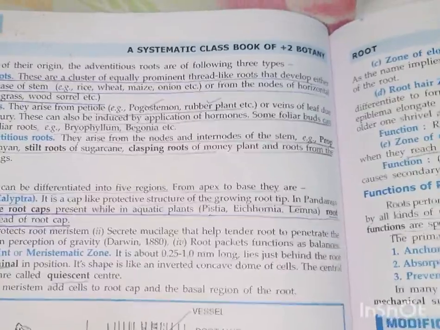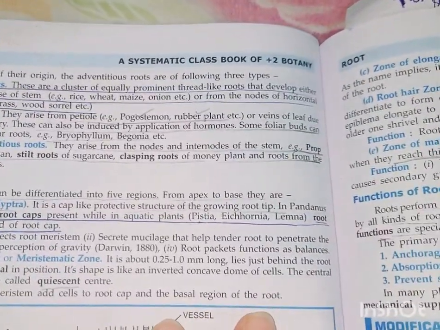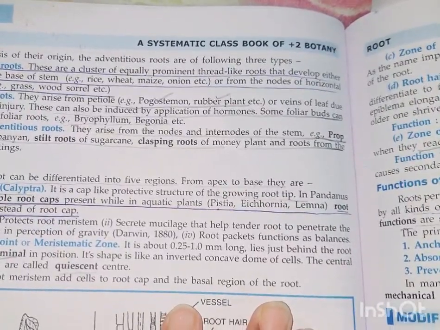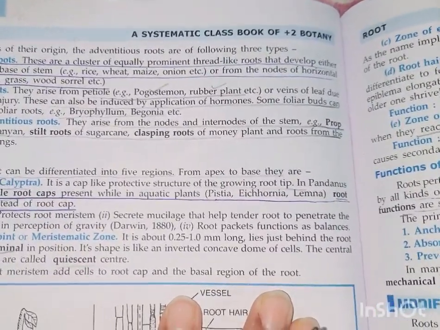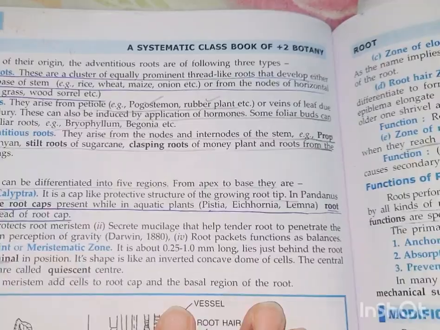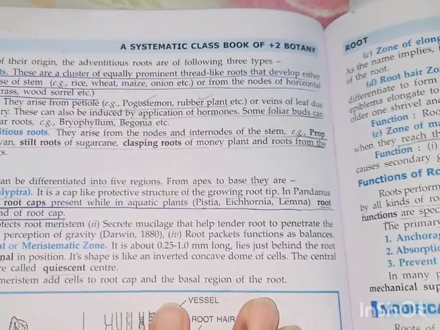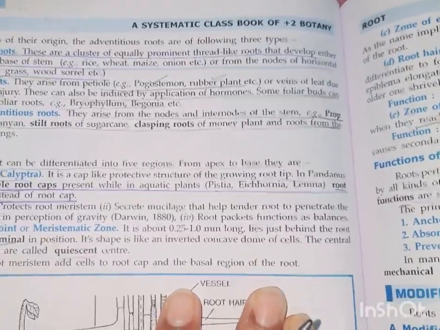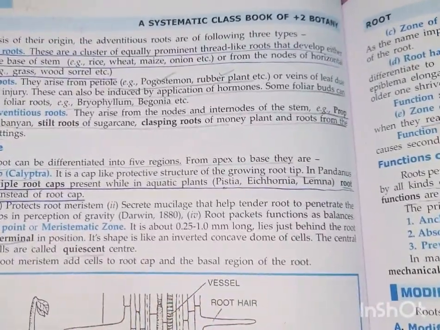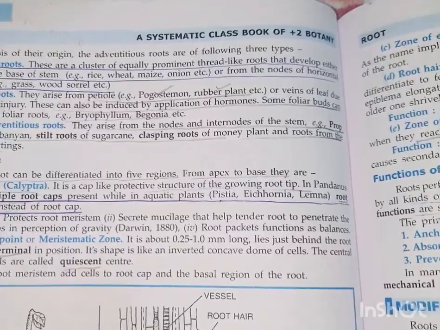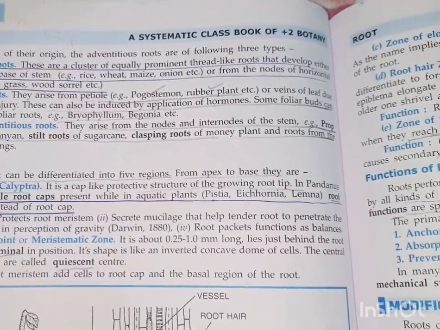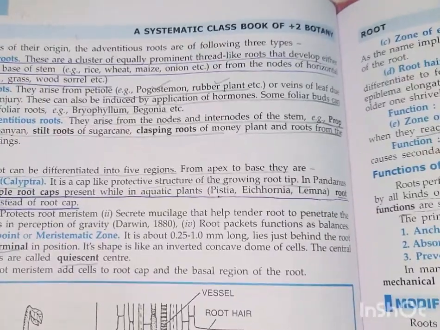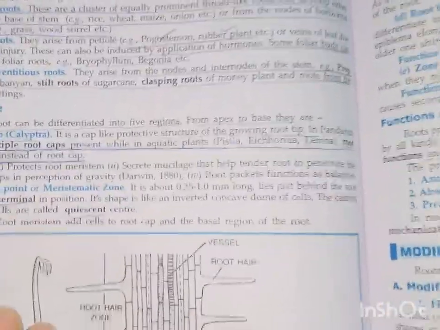Then true adventitious roots, they arise from nodes and internodes of the stem. For example, prop root present in banyan, stilt root present in sugarcane, clasping root present in money plant, and roots from the stem cutting. Sometimes when we cut a stem and place it in another pot, roots develop from the base of the stem cutting. So they are all true adventitious roots.